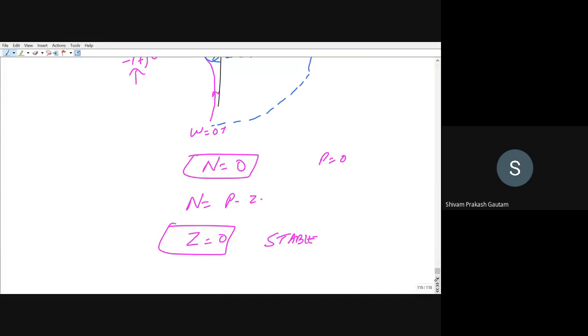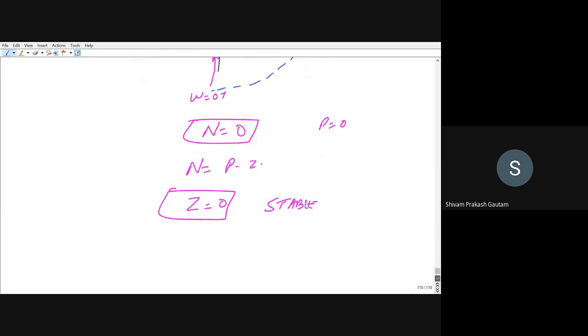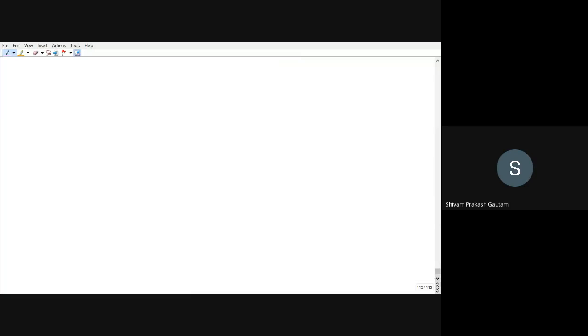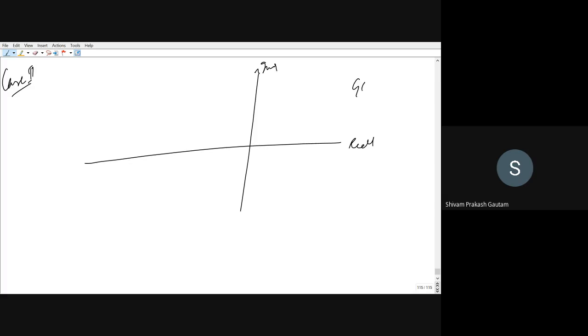Now we will see case number 2 for the same type of problem. Case 2. This is the real part, imaginary. This is the GH plane.